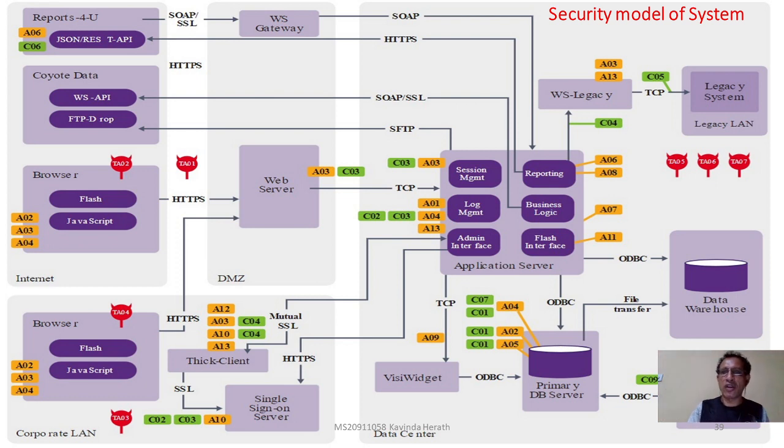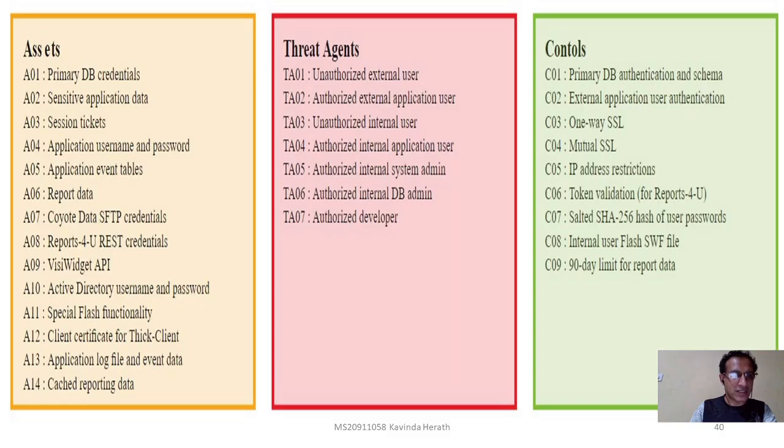It's a security model of a system, that is, how the security model should be at the delivery level or development level. This is very important, because, for example, A6 is report data, and here it's assets and threat agents and controls.